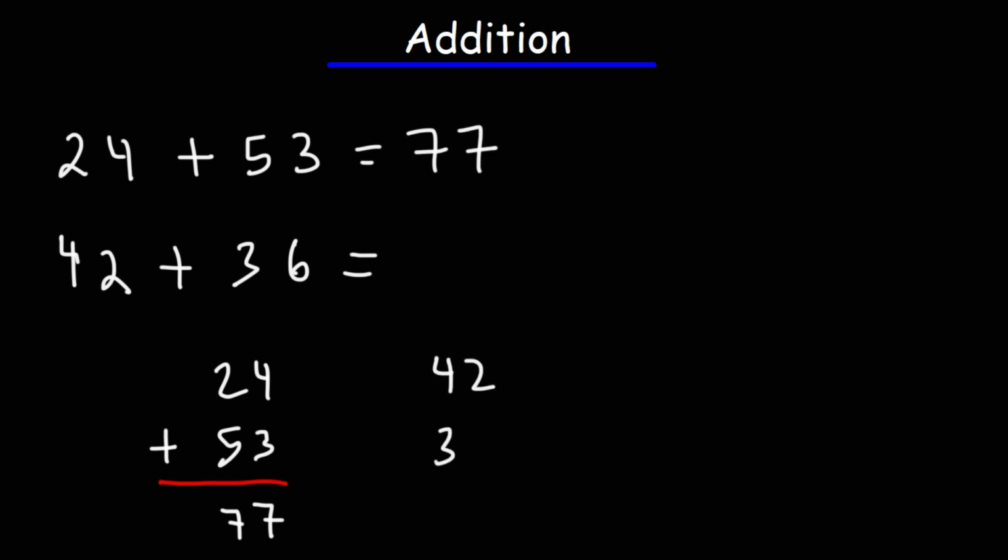Now let's move on to the next example. 42 plus 36. 2 plus 6 is 8. 4 plus 3 is 7. And this gives us 78.